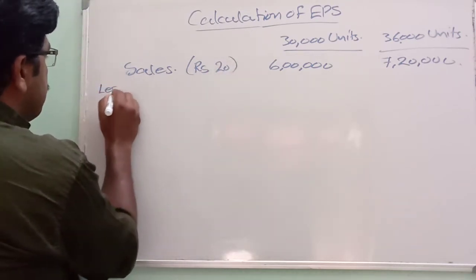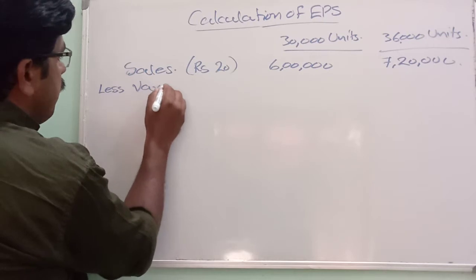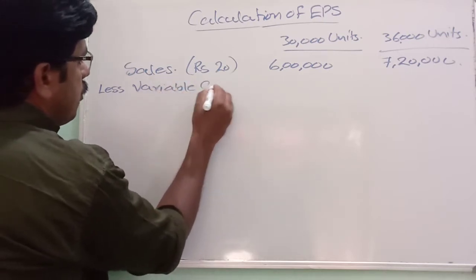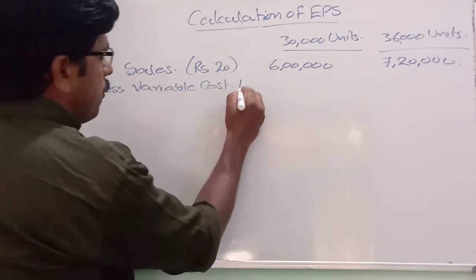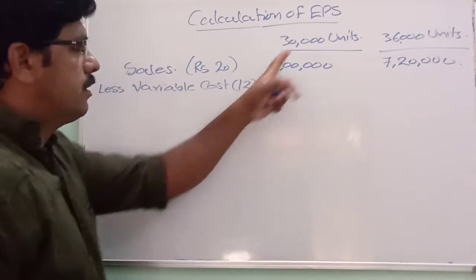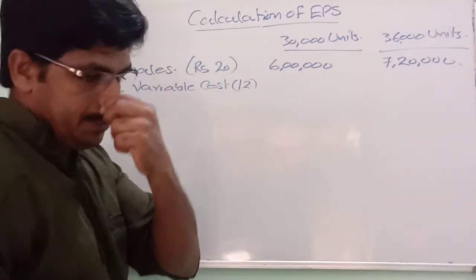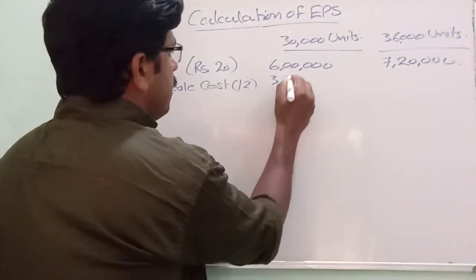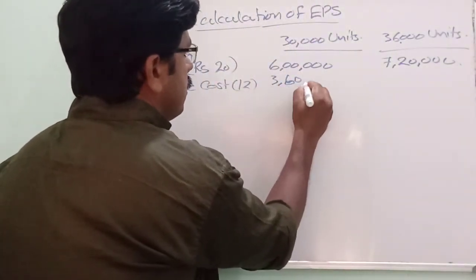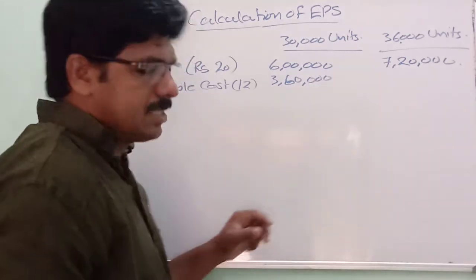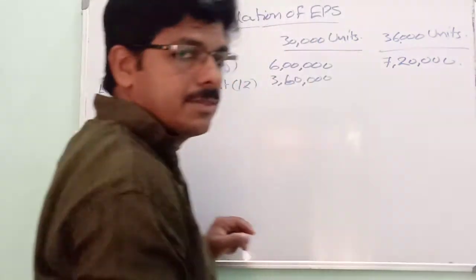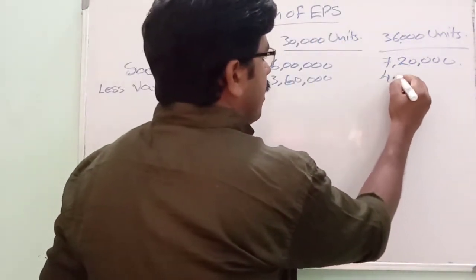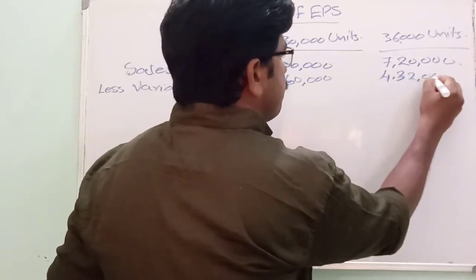Less variable cost. Variable cost given is 12 rupees per unit. 30,000 into 12, that is equal to 3,60,000. 36,000 into 12, that is equal to 4,32,000.